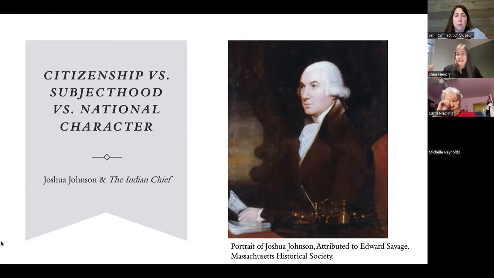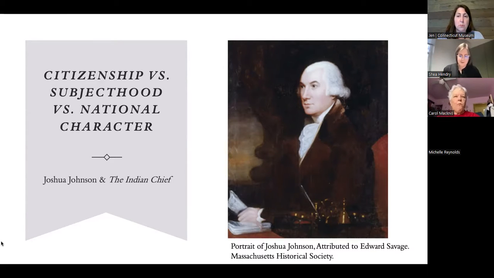So to give you a really interesting case study that I think unpacks a lot of these ideas, in November 1797, British naval authorities seized the Indian Chief, which was a merchant vessel, as it docked at the Port of Cowes on the Isle of Wight, so just off the southern coast of England.